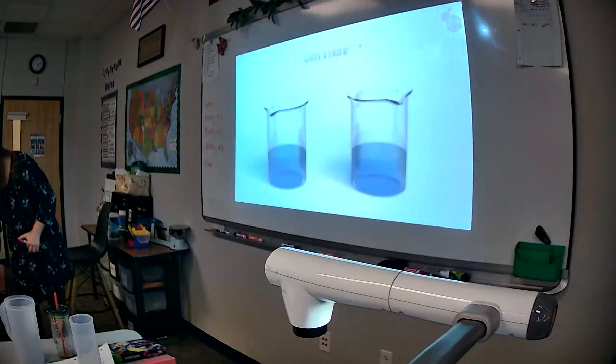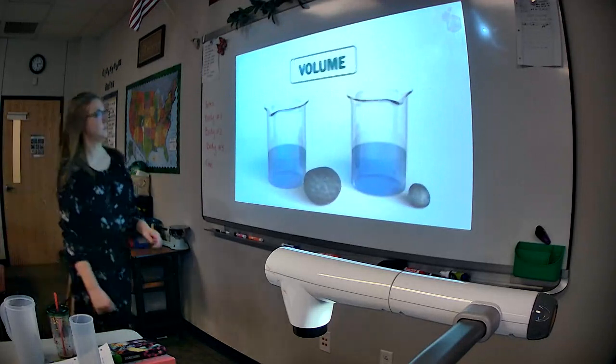The volume of an object is a measurement of the space it occupies.